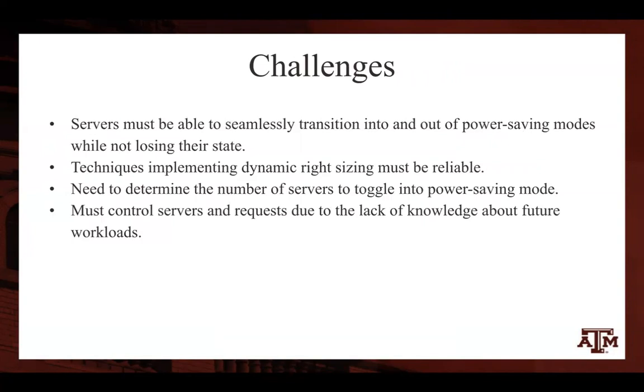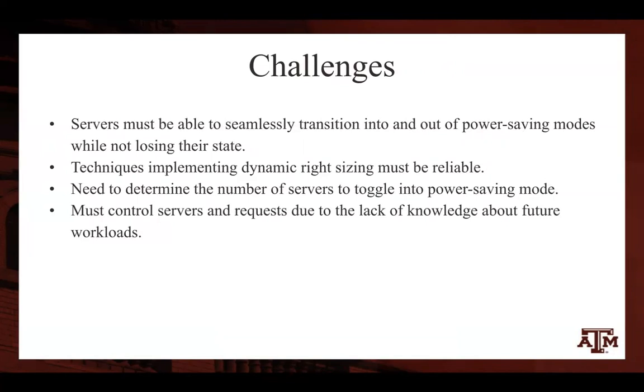We encounter 3 major challenges while trying to come up with a solution for this problem. Firstly, servers must be able to seamlessly transition into and out of power saving mode without losing their states. In recent years, there has been a lot of research into enabling this with the help of virtual machine states, network state, and storage state.